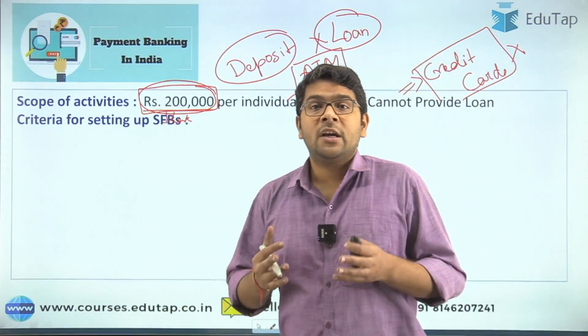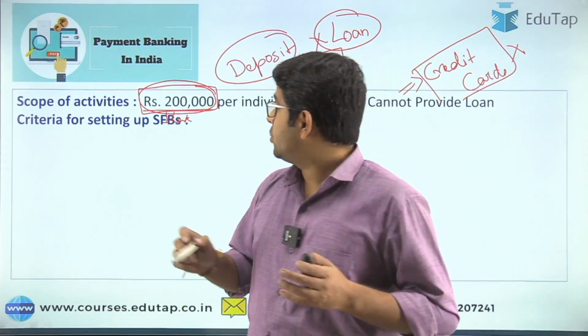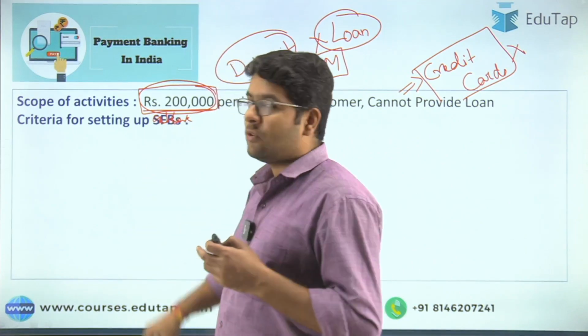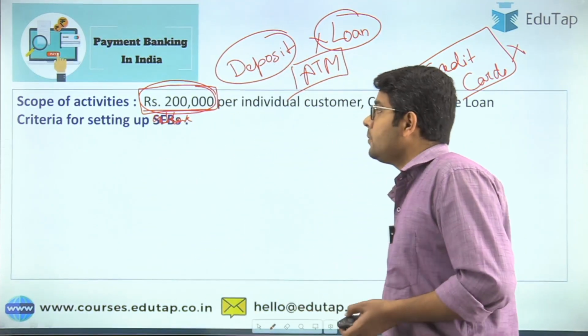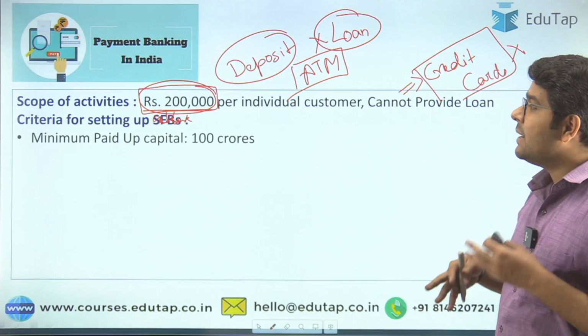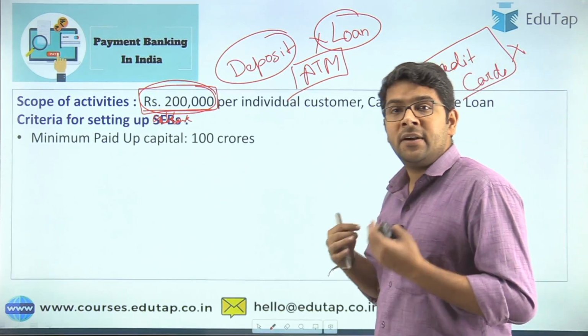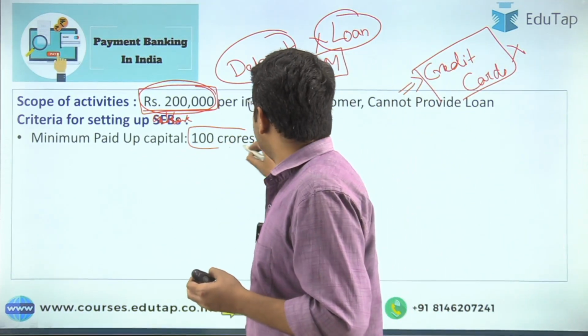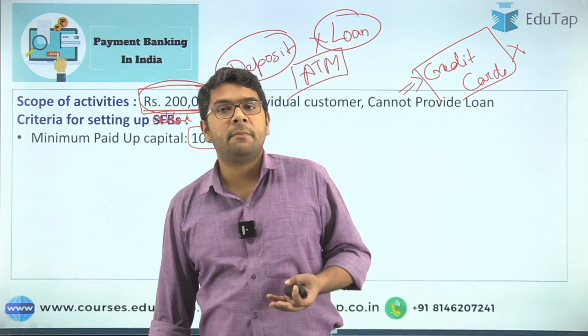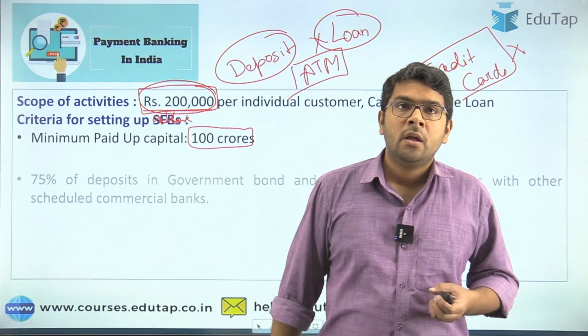Now coming to the criteria of setting up the payment banks. Sorry guys, there is a small typing error here. It is actually the payment banks. Okay. So first is the minimum paid up capital, which is 100 crore. In case of payment banks, the minimum paid up capital is 100 crore.